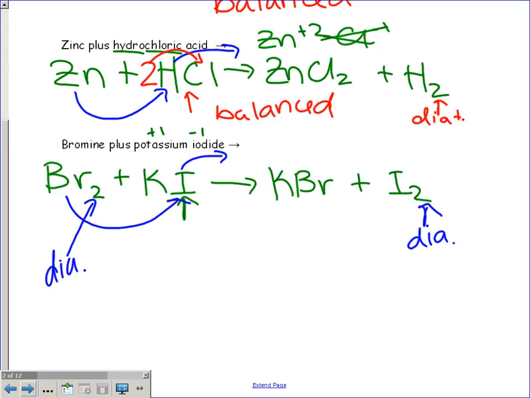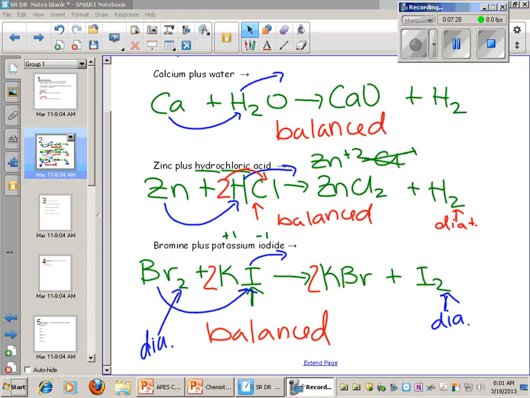So now I can balance. I have 2 Brs on my reactant side. I'm going to put a 2 in front of KBr to balance my Brs. I have 1 potassium on my reactant side, 2 potassiums on my product side. So I'm going to balance that potassium, and in turn, it's actually going to balance my iodines for me. So with a 2 in front of KI and a 2 in front of KBr, I am now balanced. And that is single replacement reaction.